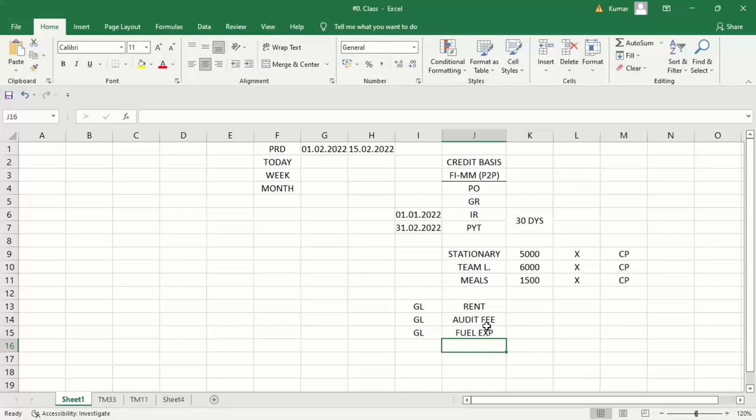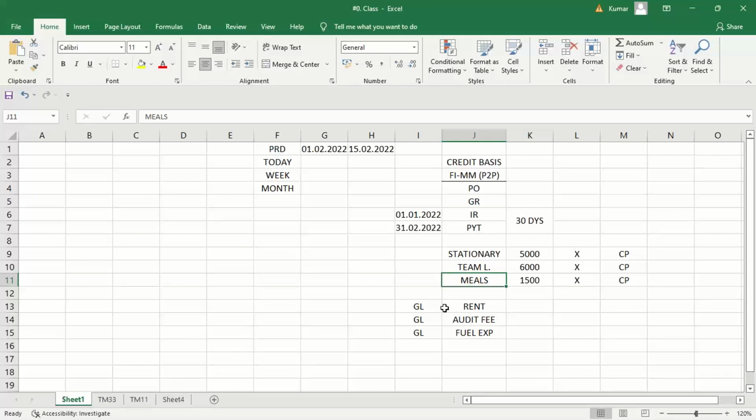For that, we need to set up a GL account. Several GL accounts are going to be set up and created, right? Now, the next thing is, I said cash related transactions. Thousands of transactions, several thousand, are taking place in a month, right? I said stationery, team lunch, meals, or whatever small services there are.